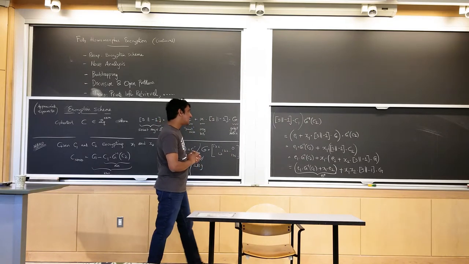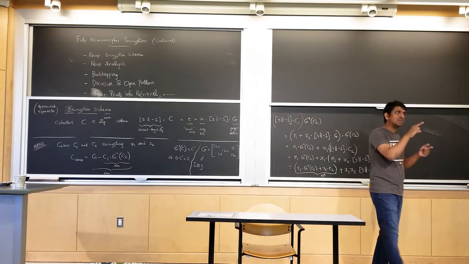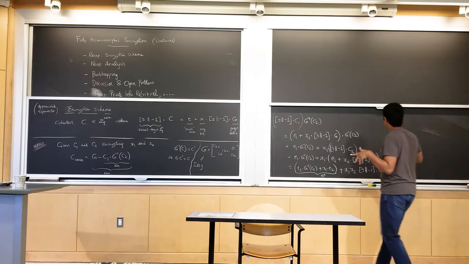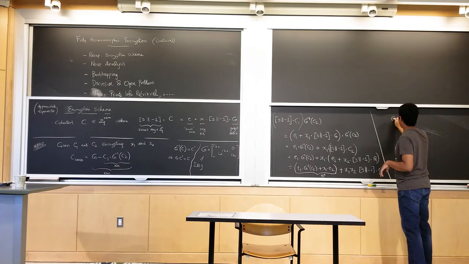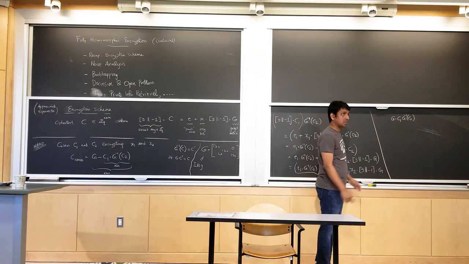Now, this is AND. How do I do NAND? I need to do 1 minus. NAND is the NOT of x1, x2, which is 1 minus x1, x2. To do that, I'll just look at G minus C1 times G inverse of C2 as my ciphertext. Again, it's a matrix that you can compute.